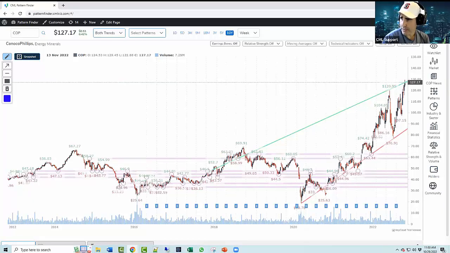Someone says no red flags. Anyone else? Someone says at resistance. Overbought. Topish, overbought, at resistance, exactly.